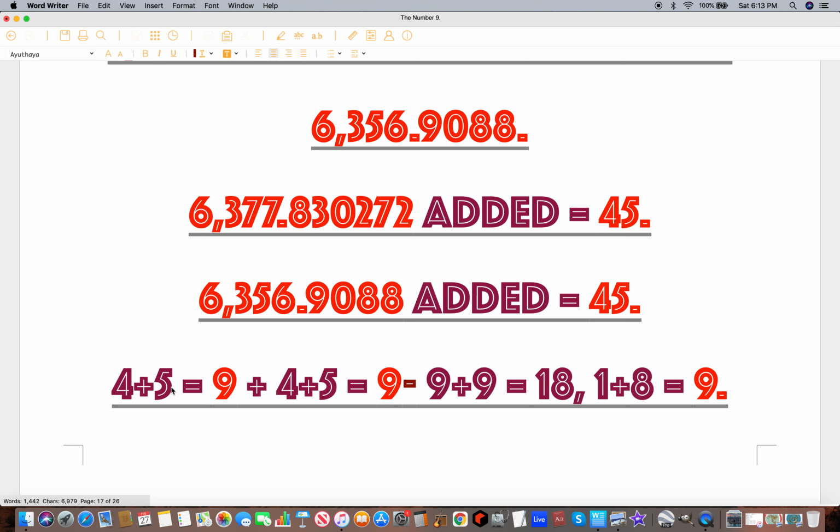Okay, 4 plus 5 is 9. 4 plus 5 is 9. 9 plus 9 is 18. 1 plus 8 equals 9. All comes back to 9.